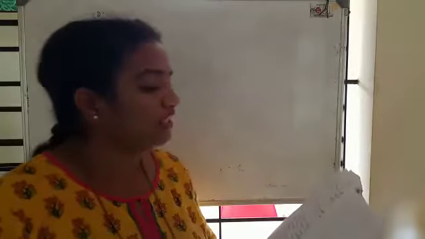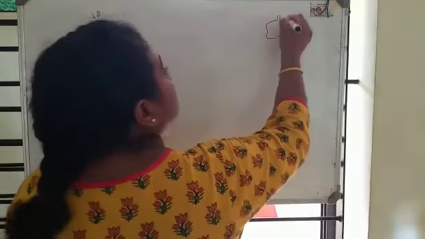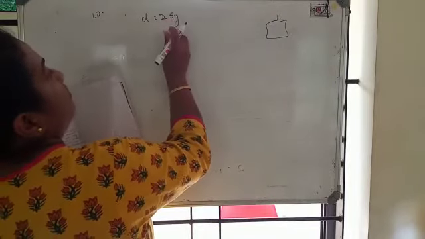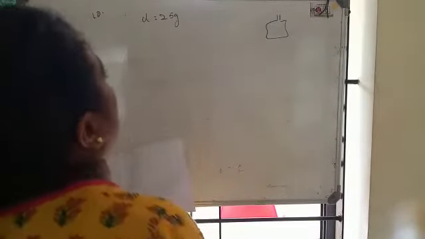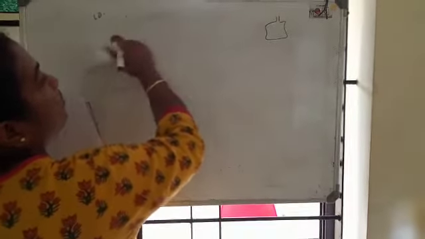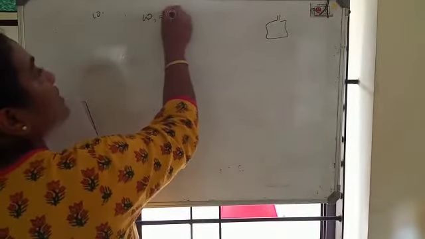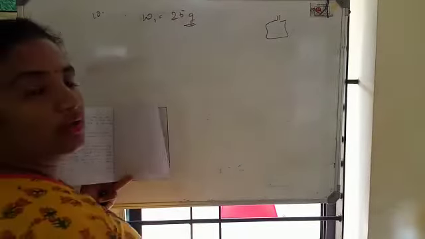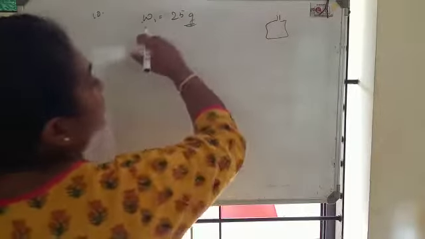10th question. The bottle weighs 25 grams when empty. There is a bottle, and they are saying 25 grams, which means they are saying weight, W1 grams, W1 is equal to 25. By seeing the unit you can understand what they are saying. Just check the unit, then you write density.